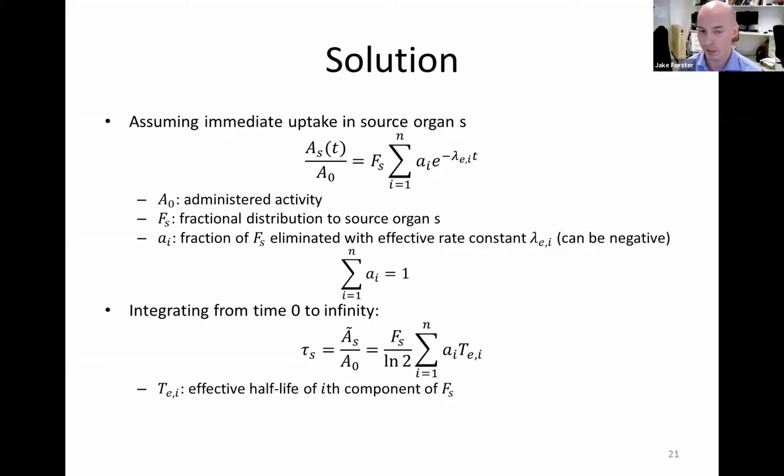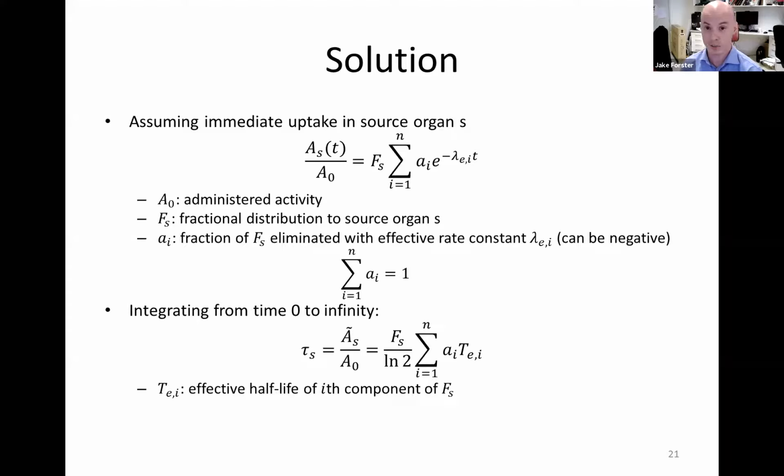So here, again, A naught is the administered activity. Fs is the fractional distribution to the source organ S. And then for each of these exponentials, we have the parameter AI, which is like the fraction of Fs that gets eliminated with an effective rate constant, lambda EI. And interestingly, these AI parameters can be negative because essentially what you're doing at this point is curve fitting to your data. But importantly, they all sum to 1.